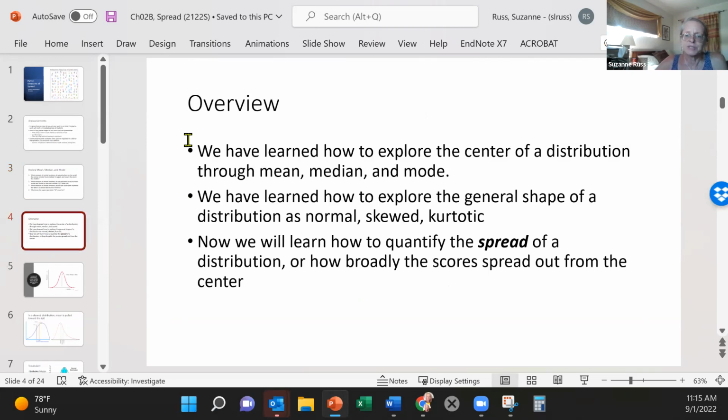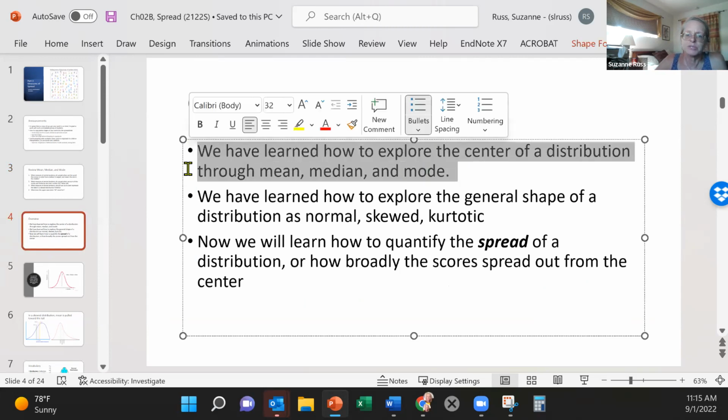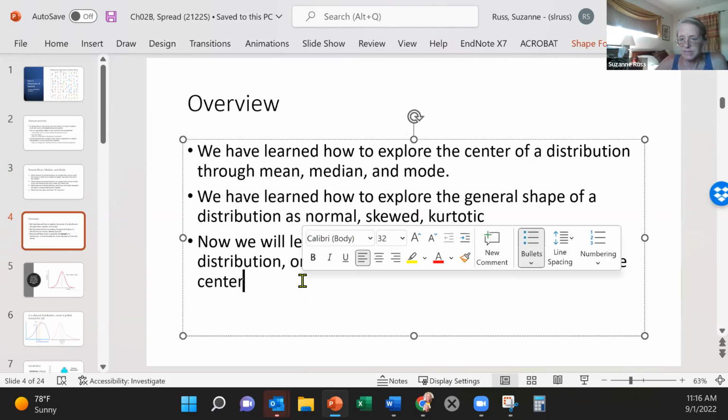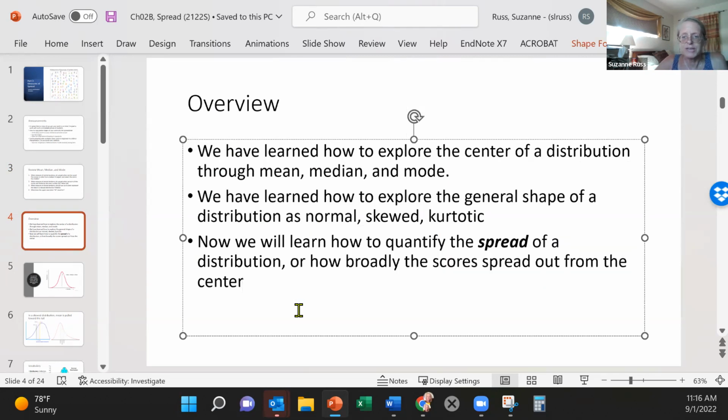So far we've learned to explore the center of a distribution through mean, median, and mode. We've learned how to explore the shape of the distribution. We learned that in chapter 1. Today, we're going to learn how to quantify, that is, put numbers to the spread of a distribution, or how far the scores are from the center.